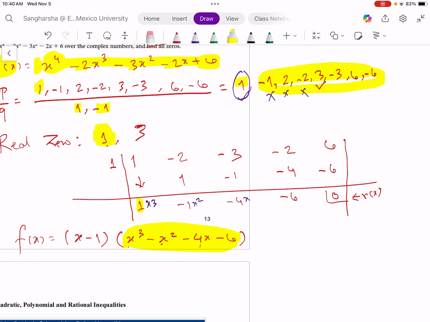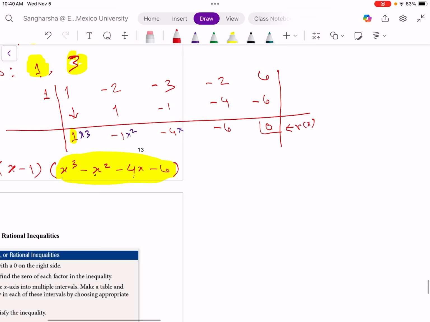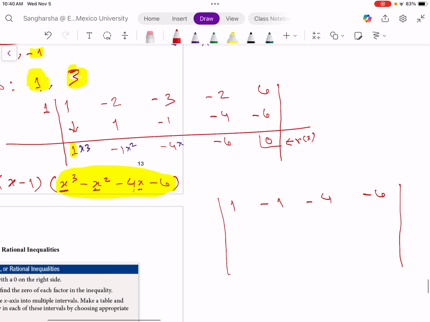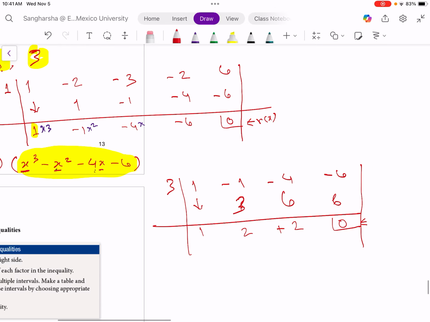Okay, now we divide this expression by 3 using synthetic division. So write down the coefficients. Coefficient of x cube is 1. Coefficient of x square is -1. Coefficient of x is -4 and -6. We are dividing this by the real zero, which is 3. You drop the first, times 3, this is +2, times 3, +6, 0. This is our r of x.